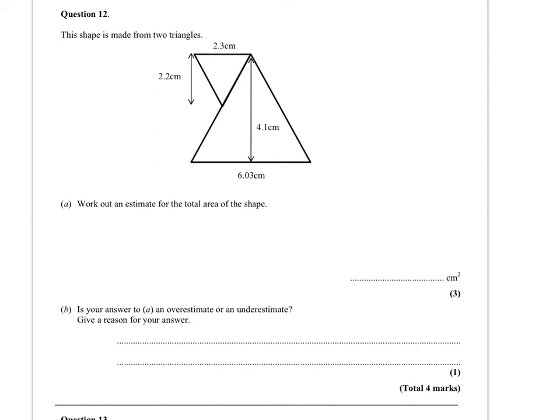Question 12. This shape is made from two triangles. We're asked in part A to work out an estimate for the total area of the shape. Well, we're given the base and the height of each triangle. They're all decimal numbers, and because we're being asked to estimate, that means we're going to have to round to the nearest or to the first significant figure. So this base here, we'll change that to 6 centimeters. This height, we'll change that down to 4 centimeters. This one we can say is 2 centimeters, as with this one we'll say 2 centimeters.